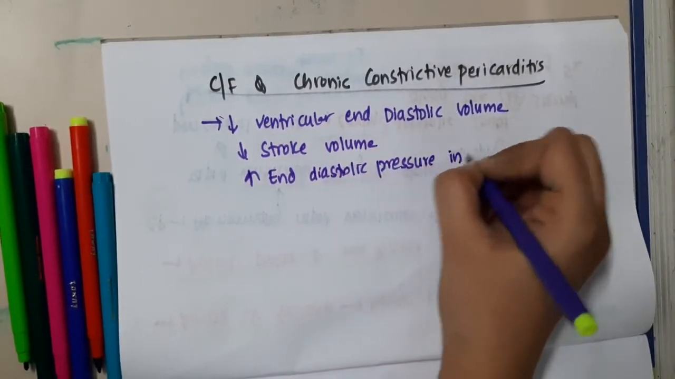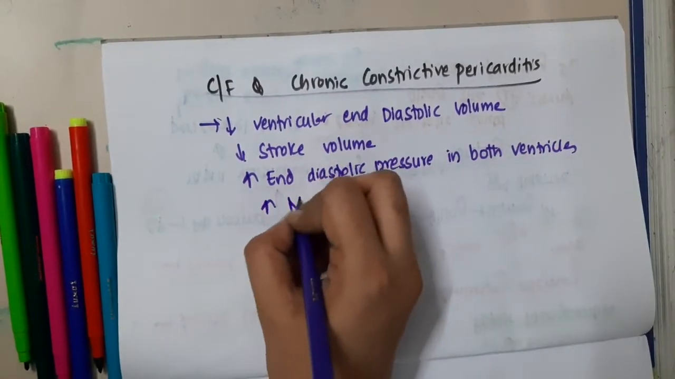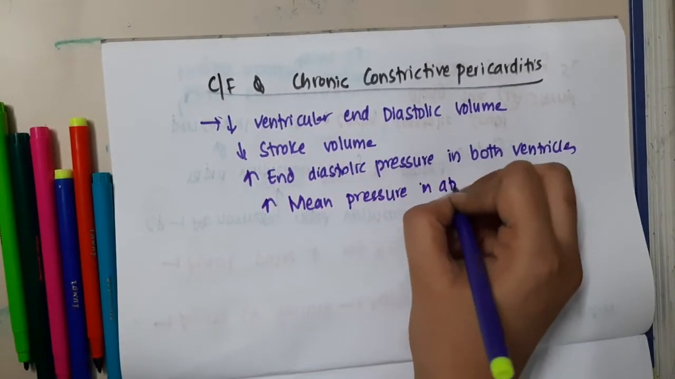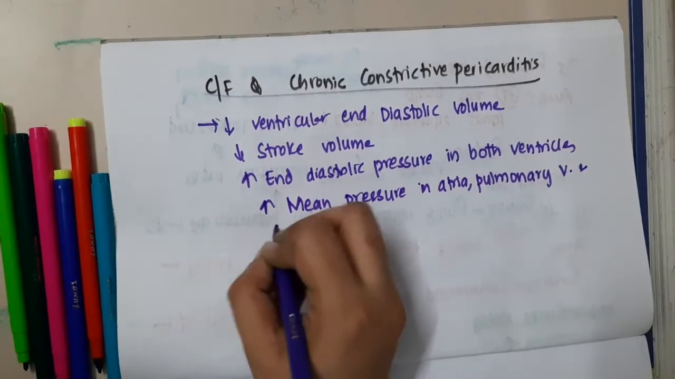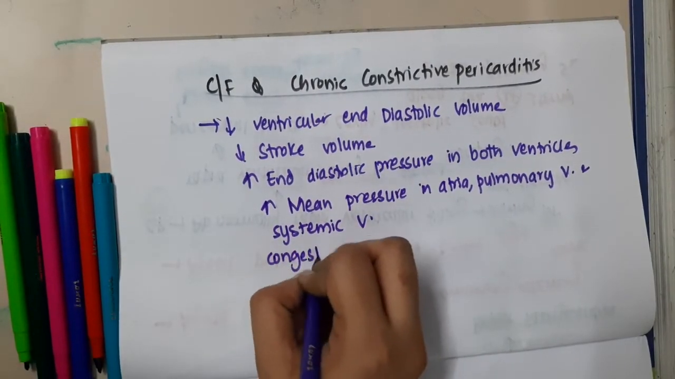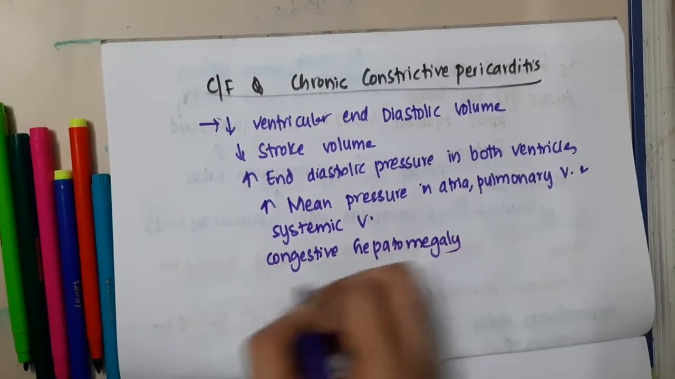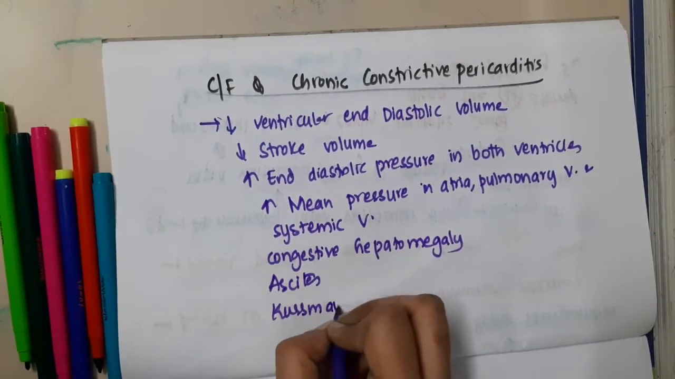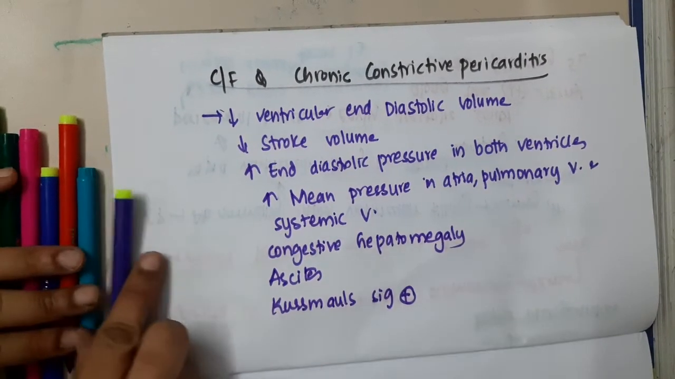You will see increase in end diastolic pressure in both the ventricles, and you will also see increase in mean pressure in atria. You will see increase in mean pressure in pulmonary veins and also in systemic veins, and you will see presence of congestive hepatomegaly. Okay, you will see presence of ascites, and Kussmaul's sign is also positive in chronic constrictive pericarditis.